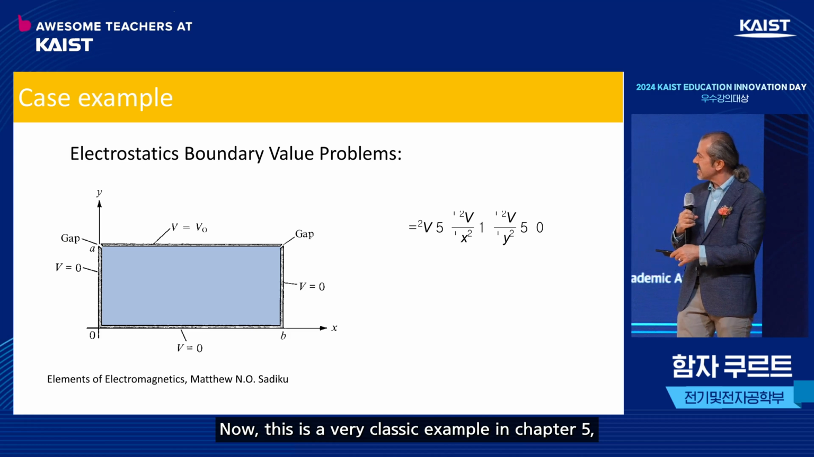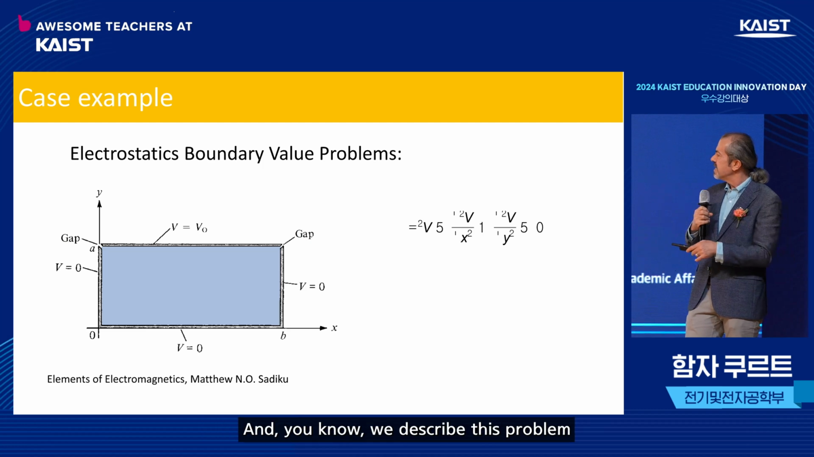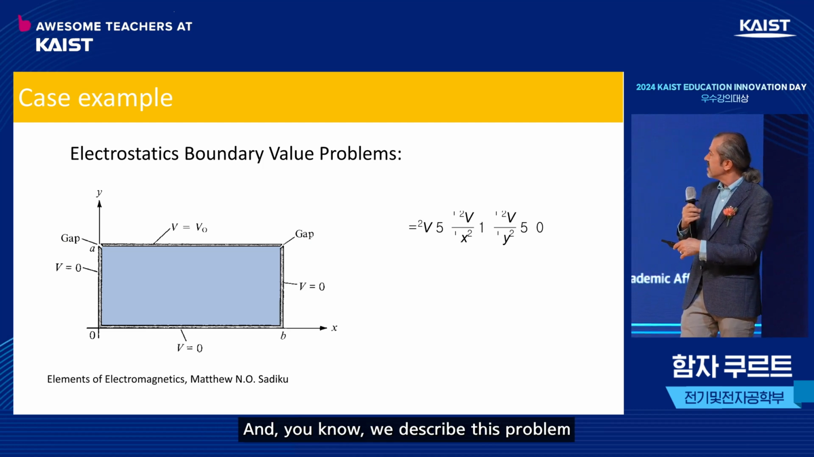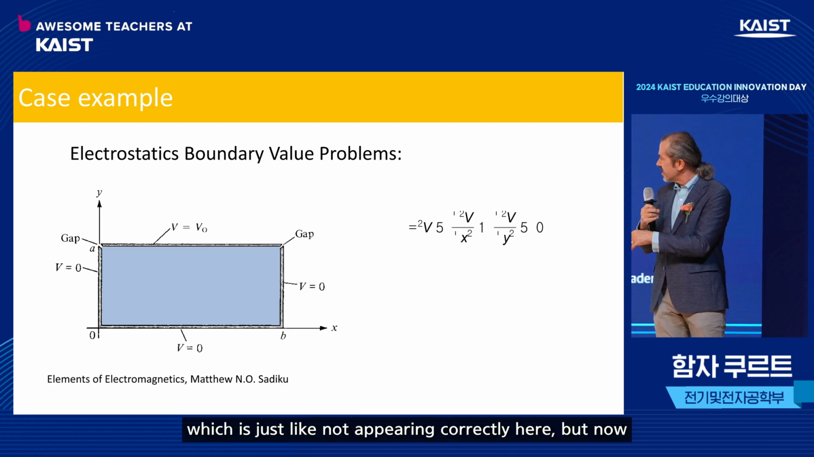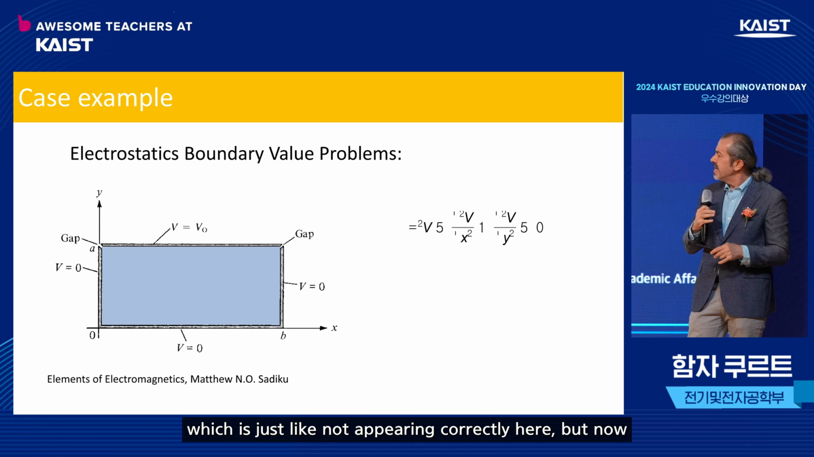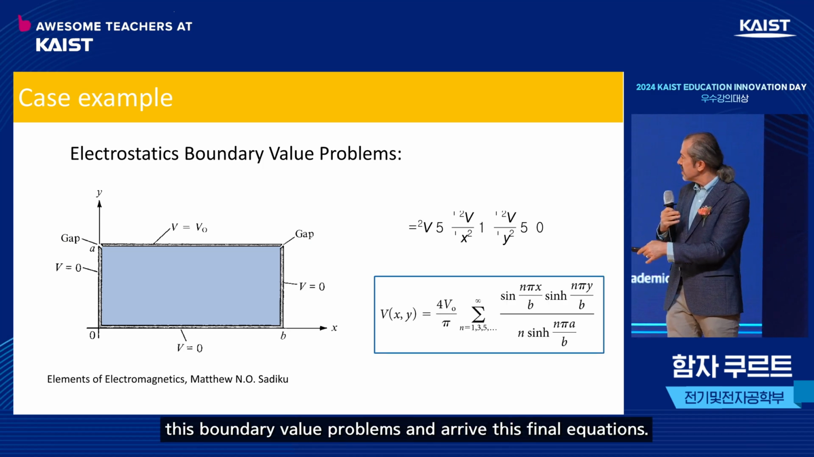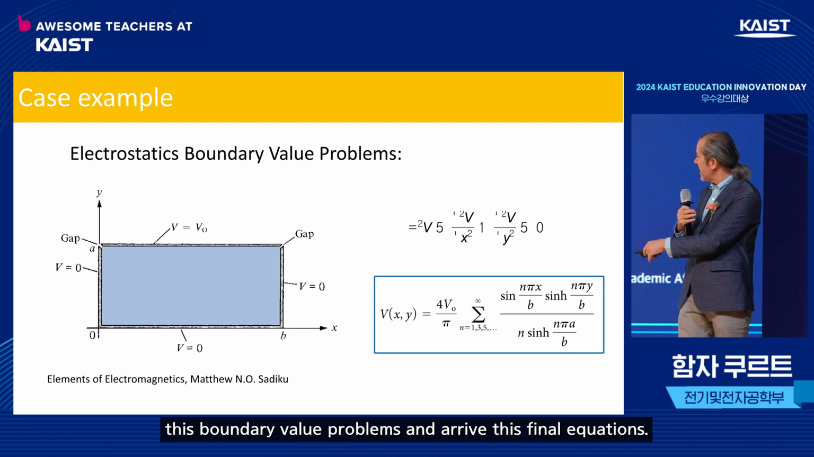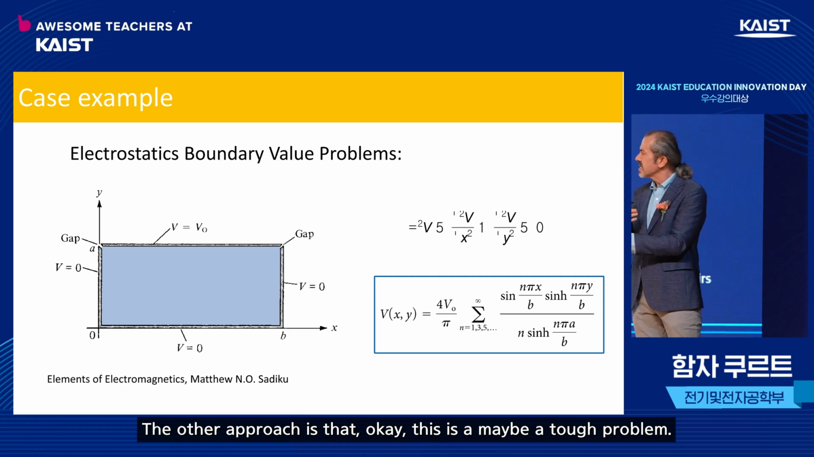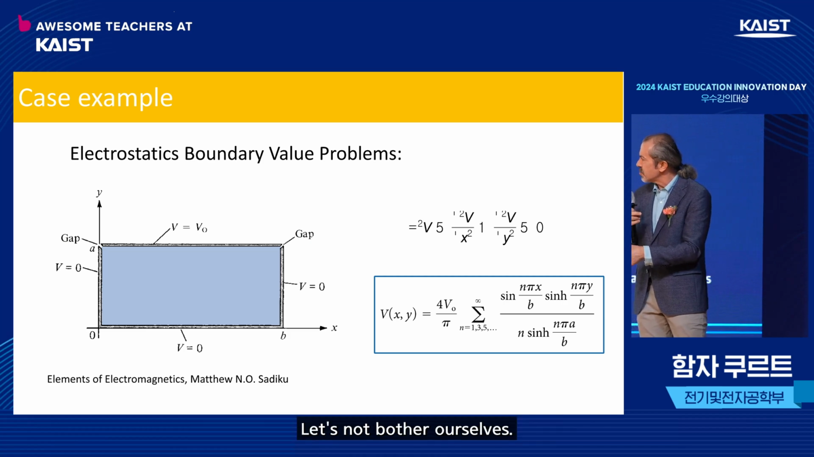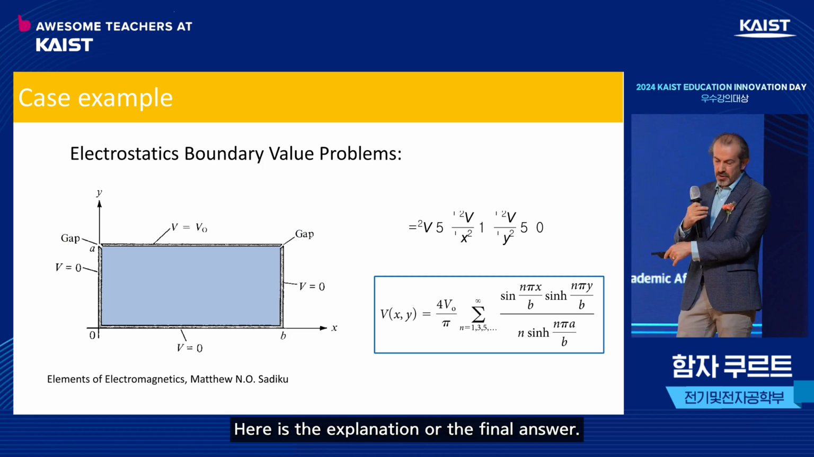This is a very classic example in chapter 5, electrostatic boundary value problems. We describe this problem, and here we have this second order differential equation. One approach is, okay, let's solve this boundary value problem and arrive at these final equations given here. The other approach is, okay, this is maybe a tough problem, let's not bother ourselves, skip the math, and you can study by yourself. Here is the explanation or the final answer.